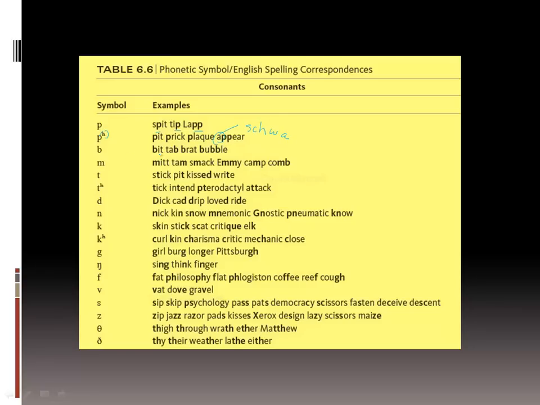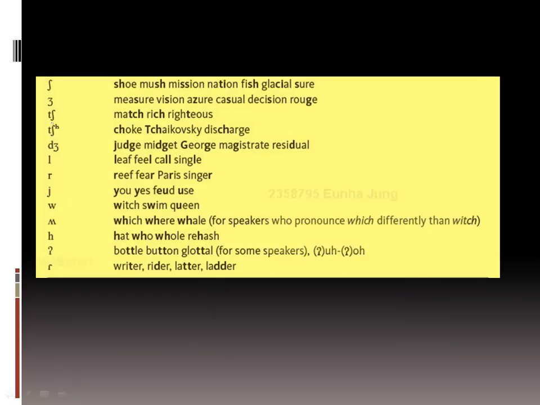Okay, and B, same thing here. Word initial, syllable initial, word final, word initial followed by another consonant as part of a consonant cluster, and double spelling. It doesn't matter. It's still one sound. In Italian, it would be lengthened, but not in English. So here are all the examples, and some unfamiliar ones: thigh, through, ref, ether, Matthew, thy, there, whether, lathe, either, and more. This sh sound, and the zh sound as in measure, azure, casual, like that.